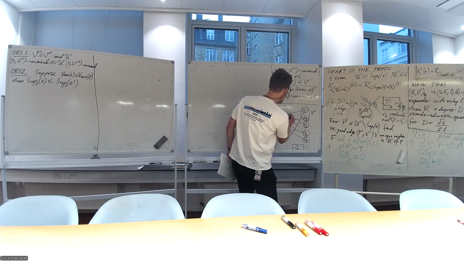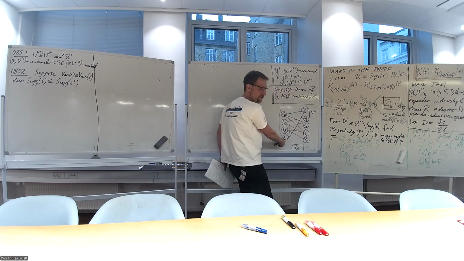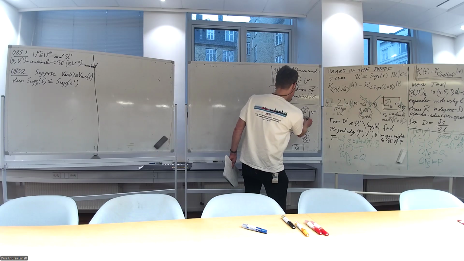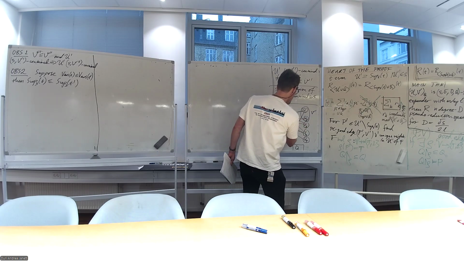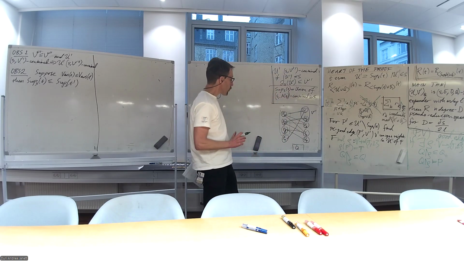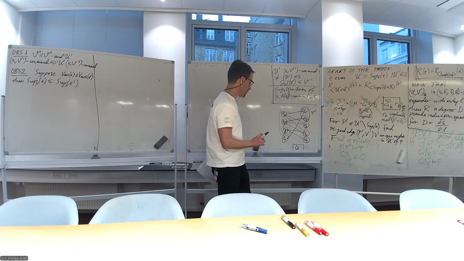V1 is a unique neighbor. It's only connected to P1. It's also connected to P4, but P4 is outside of our set. So it's unique. V2 is also unique. It's connected only to P2. So we're saying that any such unique neighbors have to lie inside V prime.